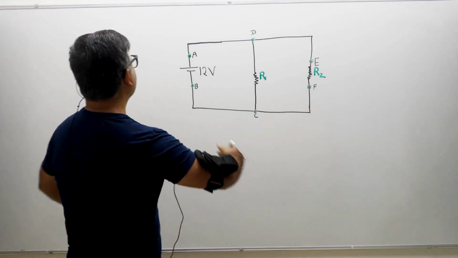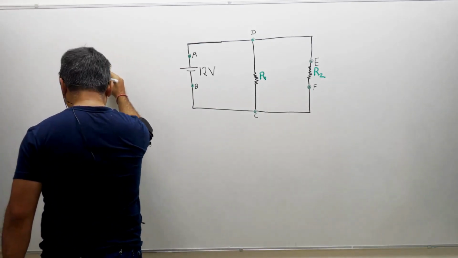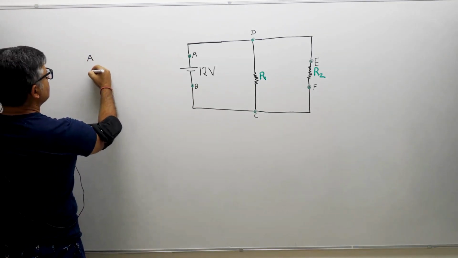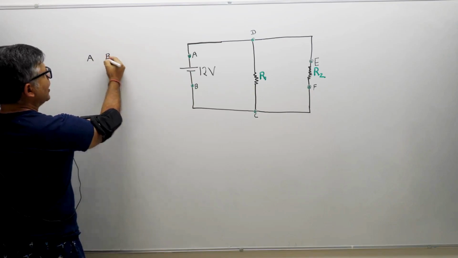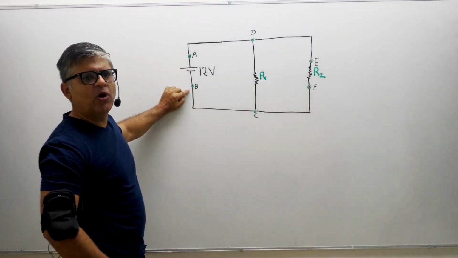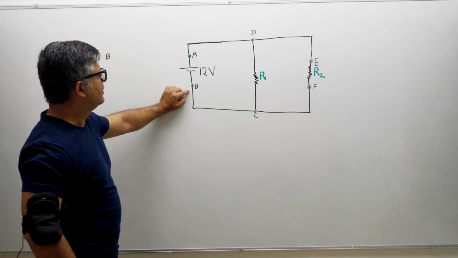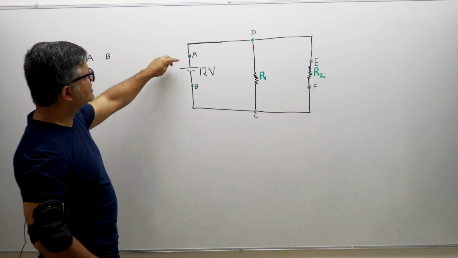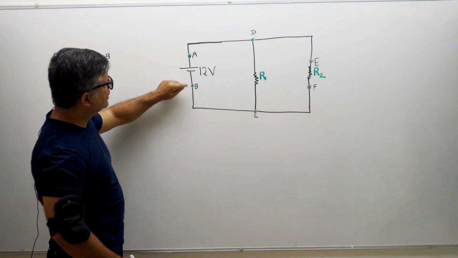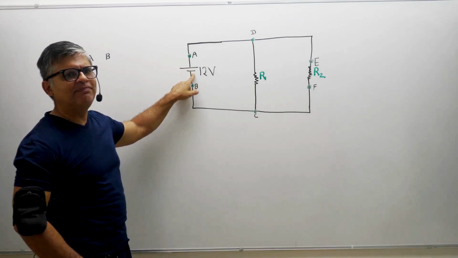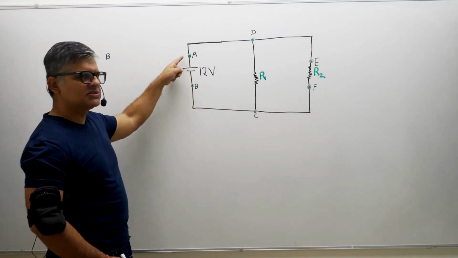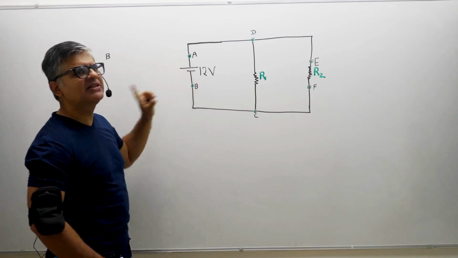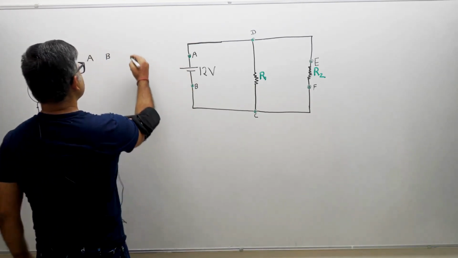Let's talk about point A and B. I'm going to write the points here: the point A and the point B. What is the potential difference between points A and B? When I say potential difference, I am referring to the magnitude. When you move from A to B, you actually have a 12 volt battery which you need to pass through. So the potential across A and B, which is nothing but the terminals of the battery, is 12 volts.